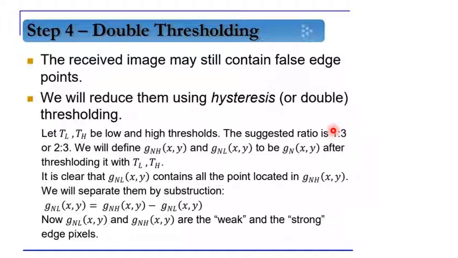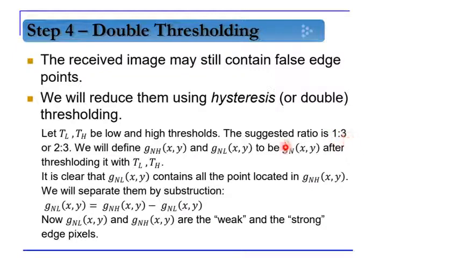For example, if the ratio is 1:3, what I can do is apply a low threshold of 30, and if I take the higher threshold as 90, this gives me a ratio of 1:3. So if I have any image with many pixel values, the low threshold that I will be assigning is 30, and the high threshold that I will be assigning is 90.